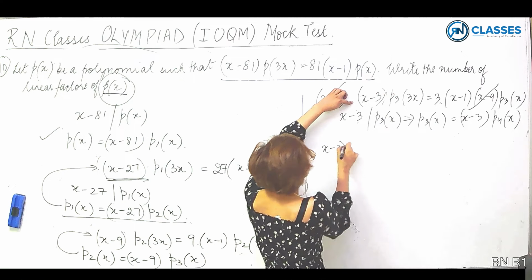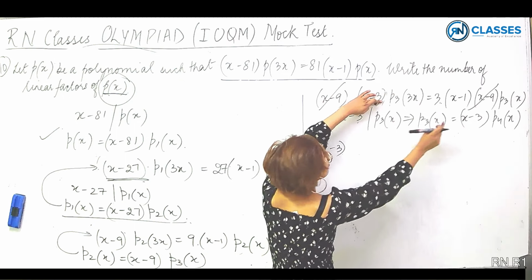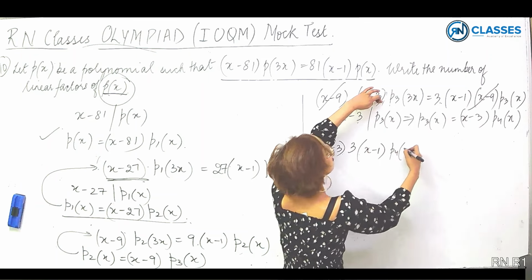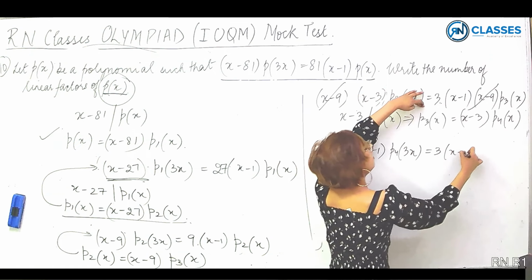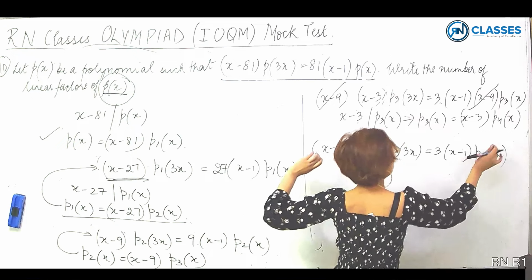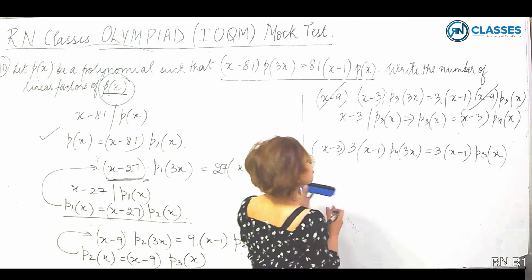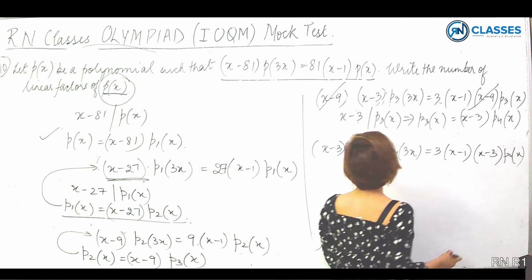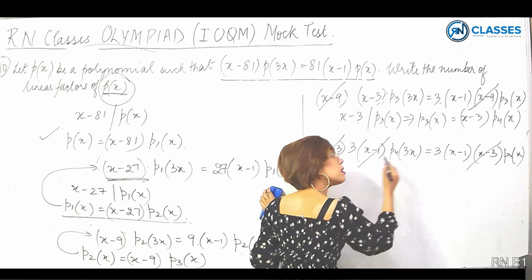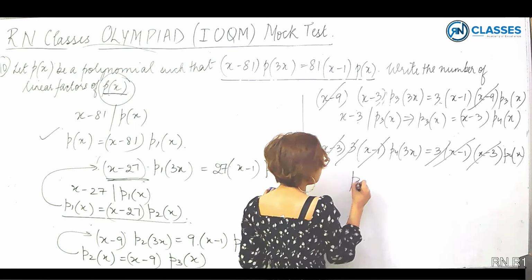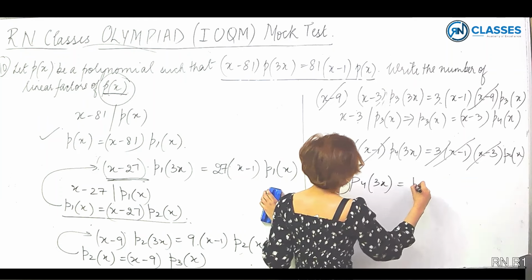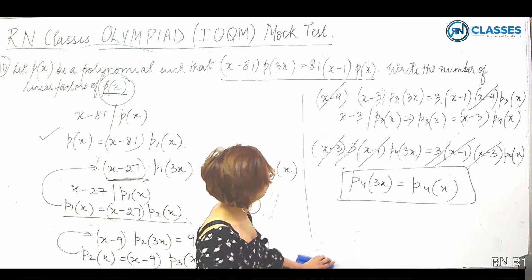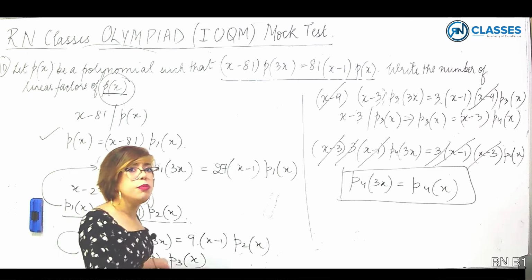So x minus 3 as it is into P3 of 3x. So 3x, here we can also take 3 common. 3 into x minus 1 into P4 of 3x is equal to 3 into x minus 1 into P3 of x. Now P3 of x we had to write as x minus 3 into P4 of x. Right? So x minus 3 cancels, x minus 1 cancels, 3 cancels. So basically I am getting P4 of 3x equal to P4 of x. A very peculiar thing. P4 of 3x equal to P4 of x.